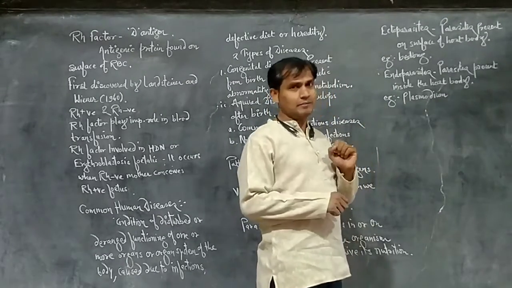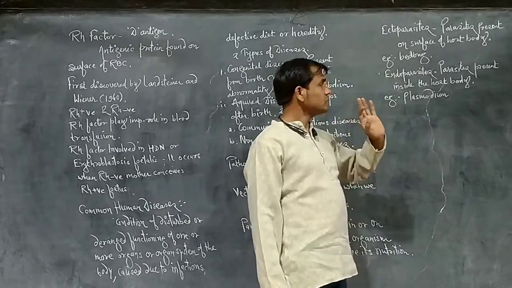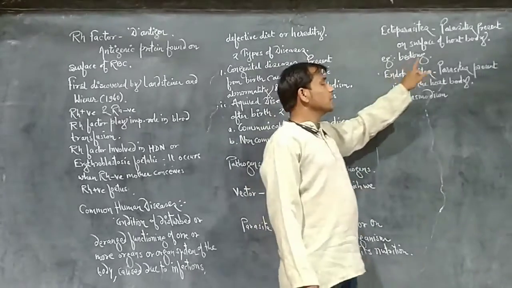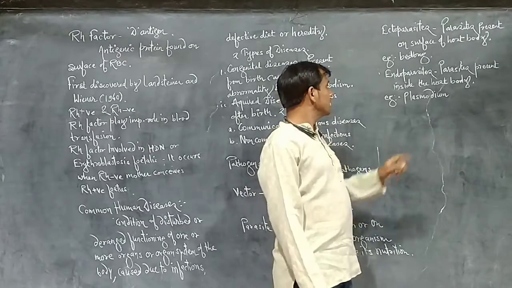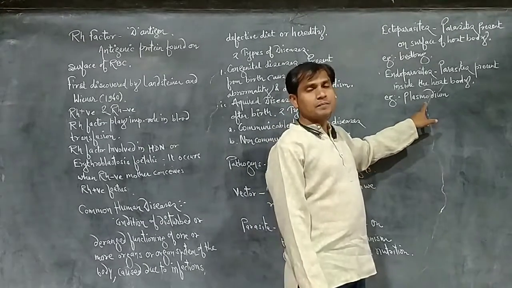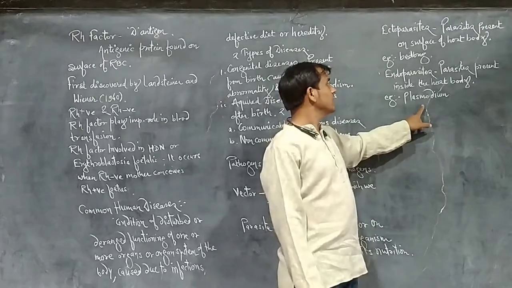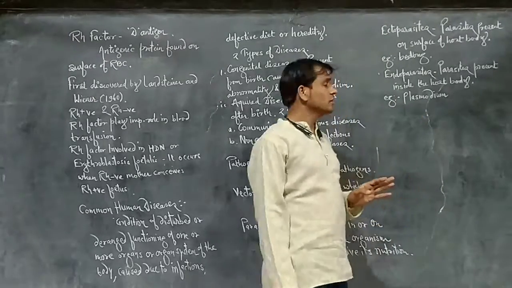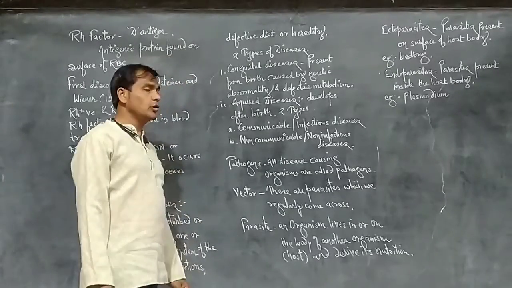It sucks the blood. It feeds on the blood, like the bed bug. Endoparasites are present inside the host body and derive nutrition. An example is Plasmodium, the pathogen of malaria. So these are the parasites, ectoparasites and endoparasites.